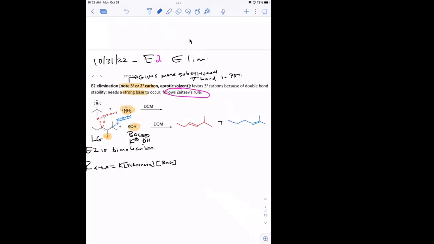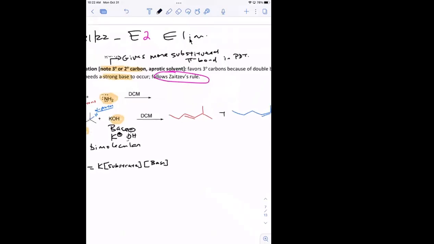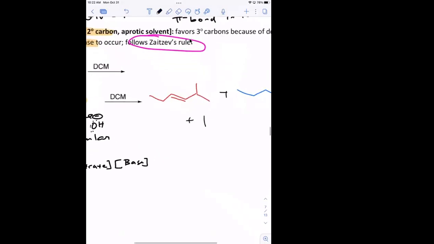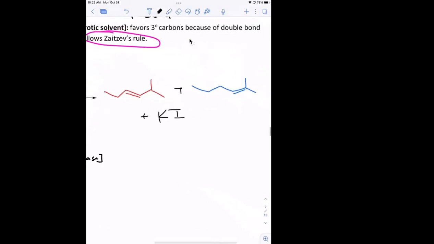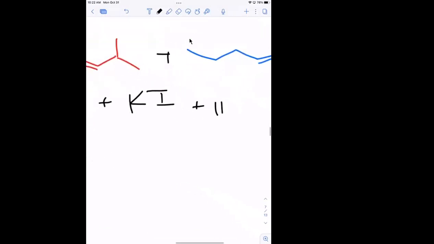And that's also, let me give you the side product. That's going to be plus KI. The iodine leaves, and potassium ends up with it. Potassium is a counter ion. So whatever is negative, potassium is going to find it and they get together. So plus KI plus water.